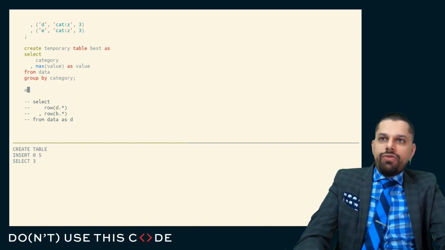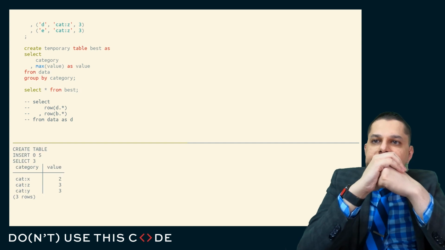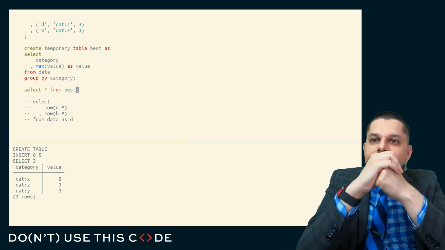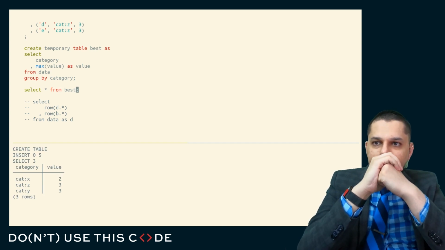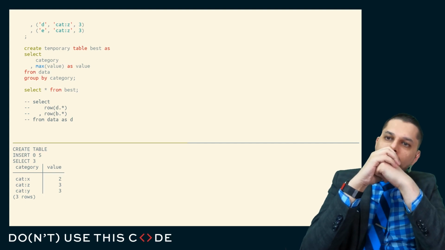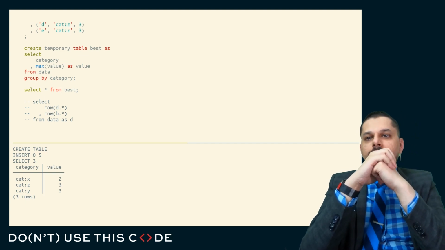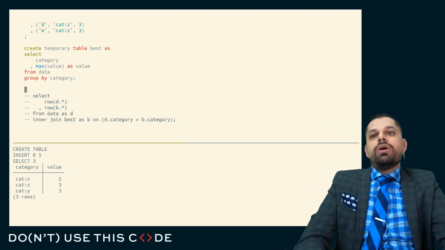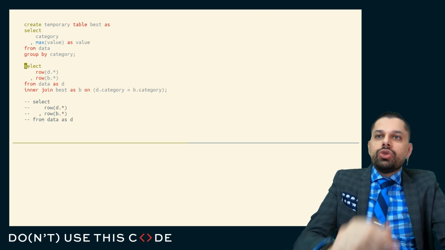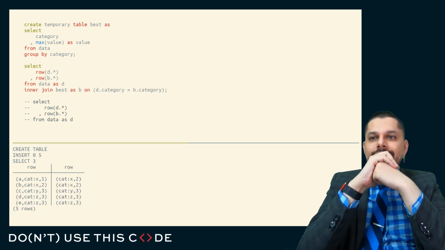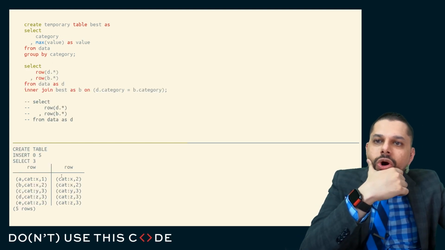And if I select star from best, I can see I ended up computing the best possible value per category. Now I just have to map this back to figure out, okay, what happens to be the corresponding row for this value? And that could be done with a self-join. That could be done with an inner join. I could join this best table against my original data table, and here I get all the best items.